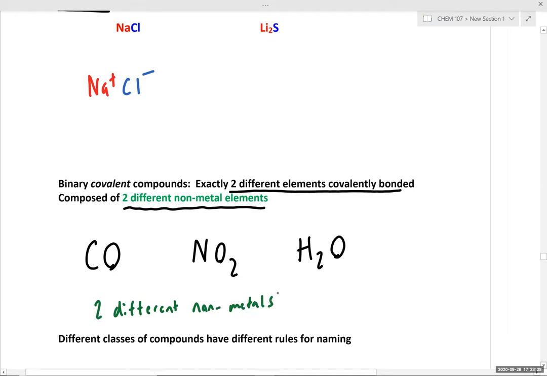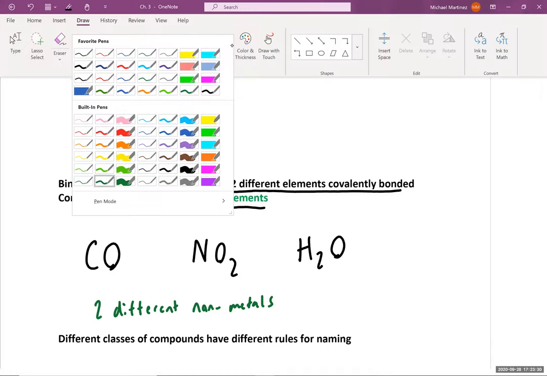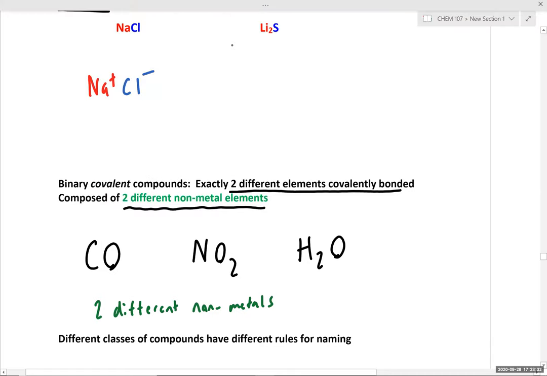So really pay attention to whether you have metals or non-metals in your chemical formula. Does that make sense?